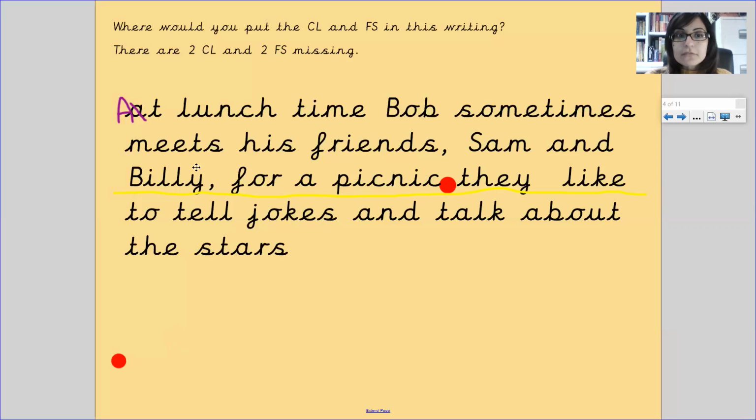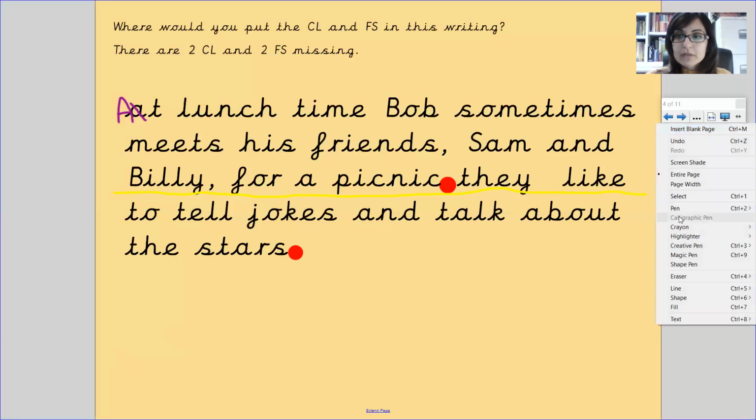Now, if we covered up the first sentence and we just read the second sentence, let's see if it makes sense by itself. They like to tell jokes and talk about the stars. That makes sense. So our second full stop goes at the end here. Our first full stop goes after the word picnic. Have we finished? No. What's missing? Our second capital letter. And remember, our capital letter follows a full stop.